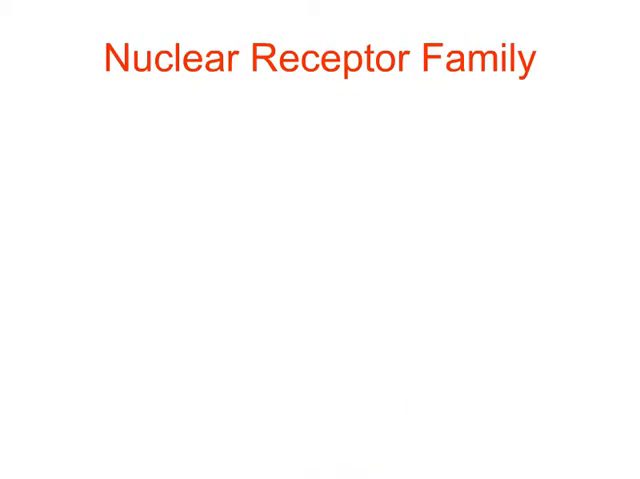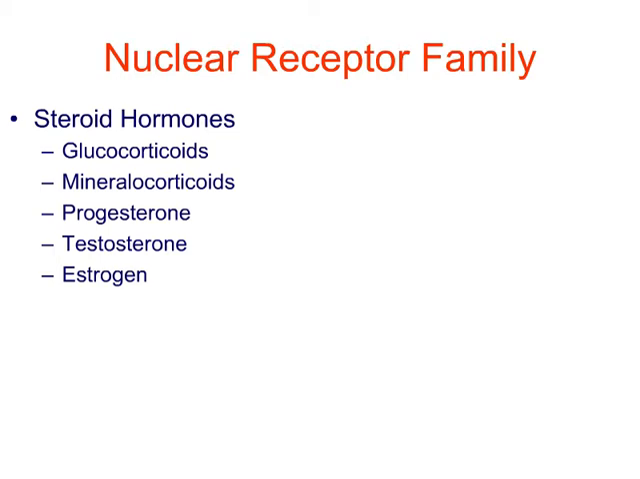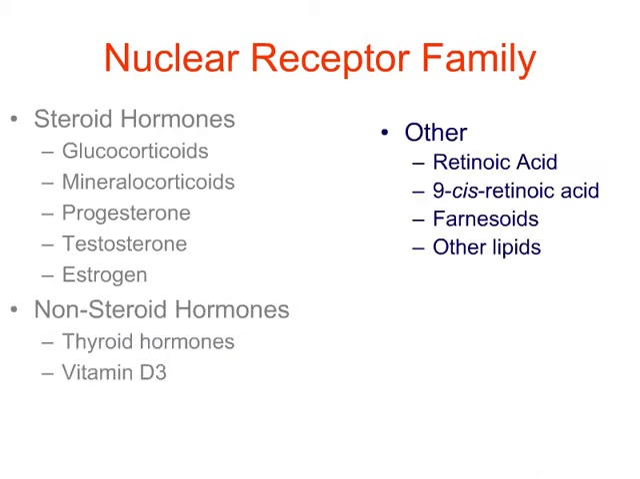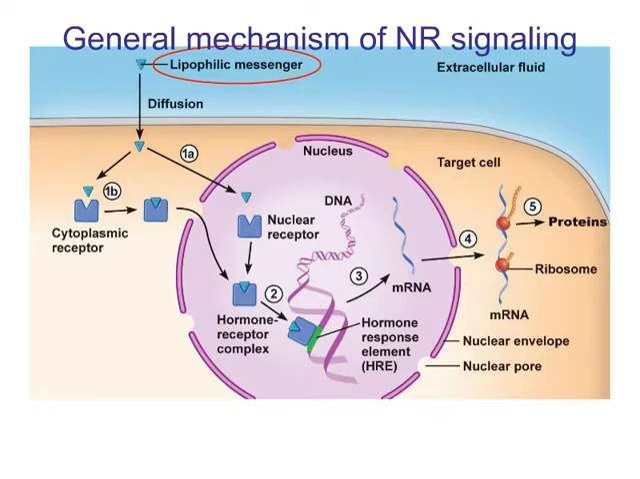A large group of intracellular hormone receptors, known as the nuclear hormone receptor superfamily, all bind to lipophilic hormones or lipophilic signals. These signals include steroid hormones like the glucocorticoids, mineralocorticoids, progesterone, testosterone, estrogen, as well as non-steroid hormones such as the thyroid hormones and the vitamin D3 hormones. They also bind to a large number of other lipophilic signaling molecules such as retinoic acids, farnesenoids, and fatty acids.